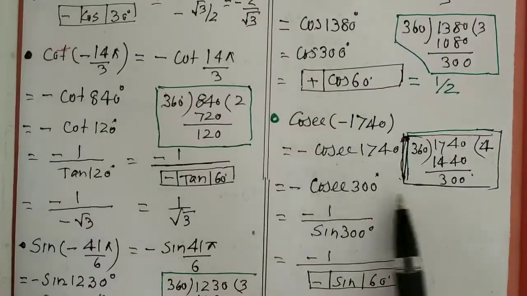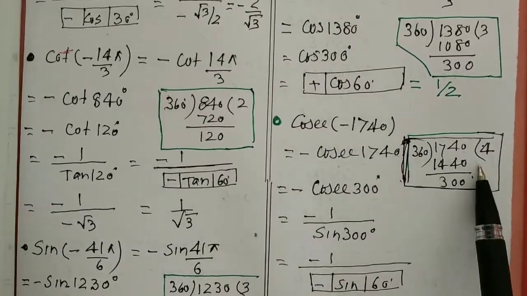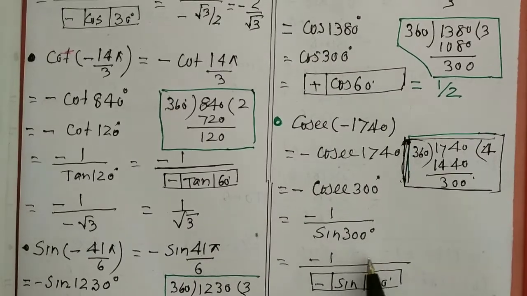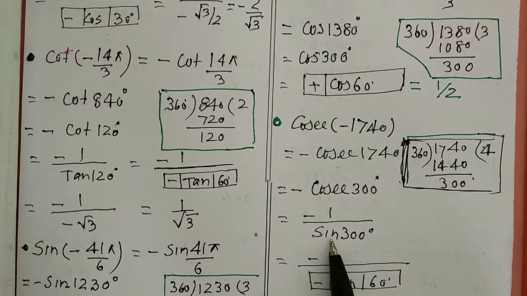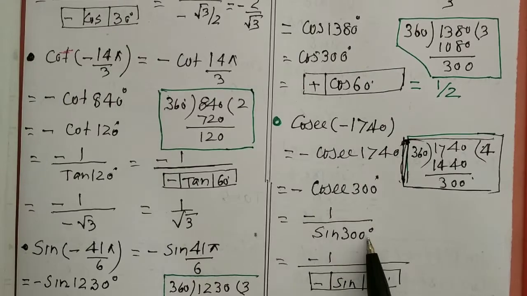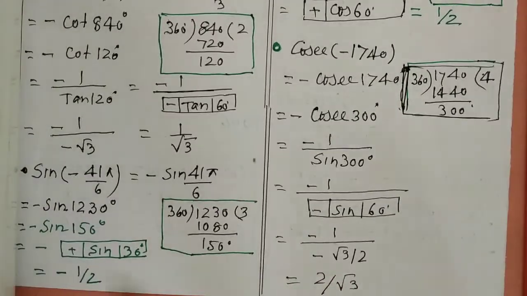Cosec minus theta is minus cosec theta. Divided by 360, the remainder is 300. So this is minus 1 by sine 300. Now sine 300 is in the fourth quadrant, where sine is negative, sine remains sine, deviate it with 360, it becomes 60. So this is the answer.